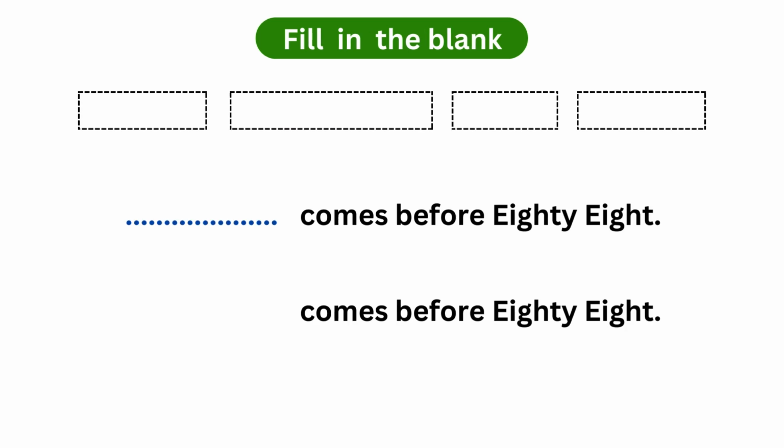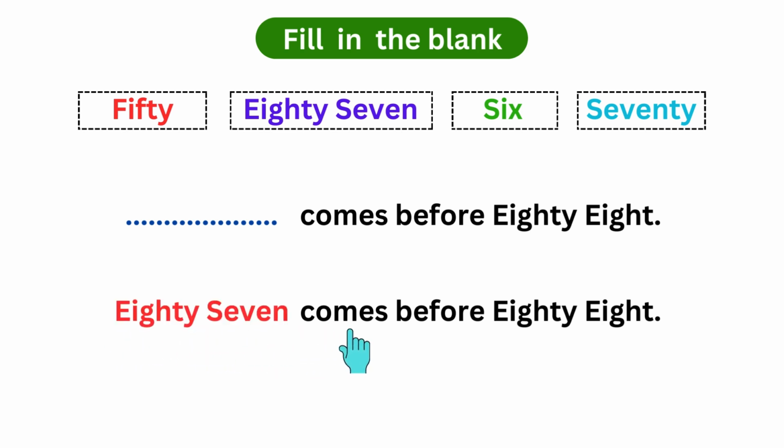Here's the 18th fill in the blank question for you. Dash comes before 88. Your options are 50, 87, 6 or 70. The correct answer is 87 comes before 88.